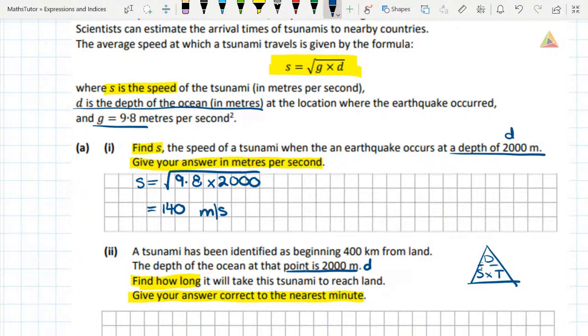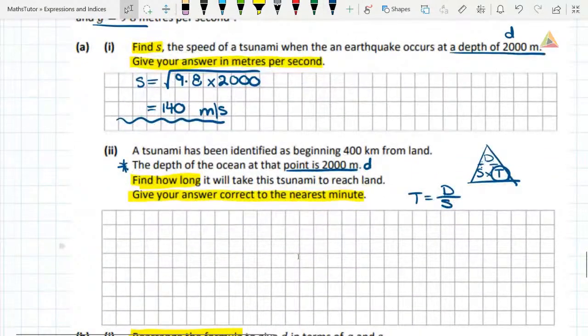So how long is it asking me to find? The time. So time is going to be equal to distance divided by speed. I know that when the depth of the ocean is 2,000 meters, the speed is going to be my answer from up here. So my speed is going to be 140 meters per second.